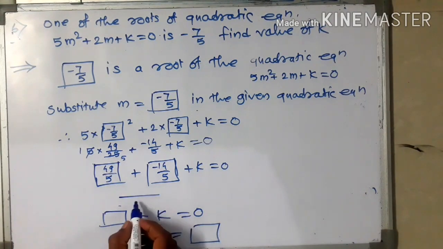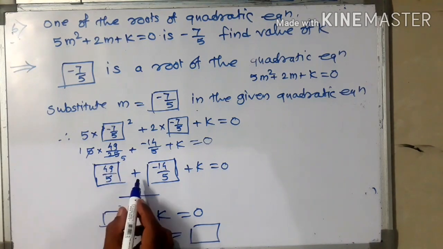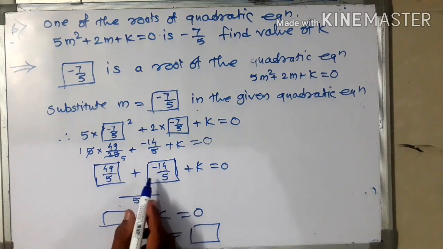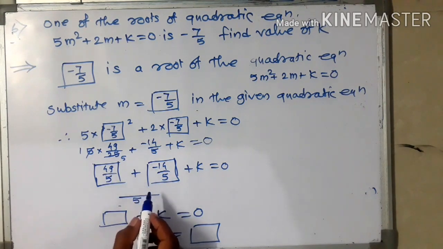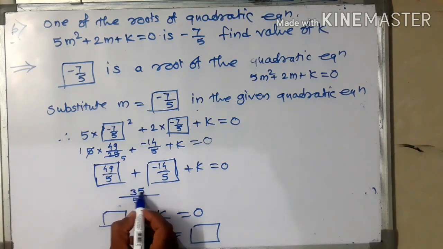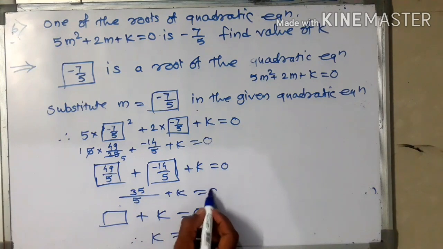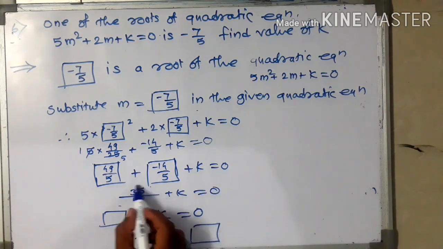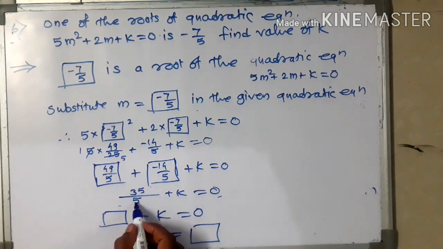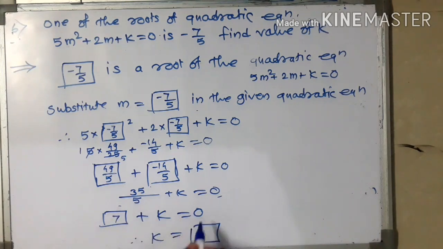Here denominators are equal, so we take 5 in the denominator. 49 plus minus 14, that is 49 minus 14 is 35, plus k equals 0. This step we did as addition. After that, 5 7s are 35, plus k equals 0, and after changing the side, plus 7 becomes minus 7. So value of k is 7.